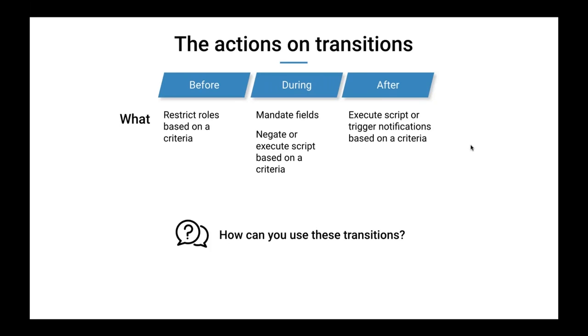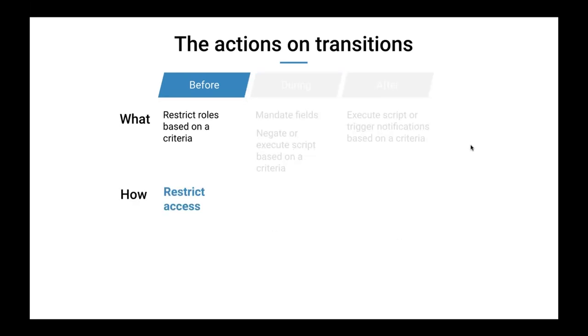How can you use these transitions? Let's take a look a little deeper. So these actions on transitions, what are they and how do they work? In a before transition, we have role-based restriction, restricting roles based on criteria. That's exactly to restrict access. So how do we work on it? We restrict the access for it.